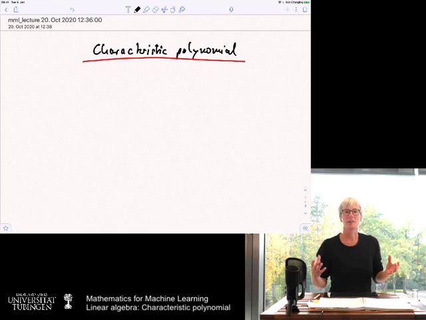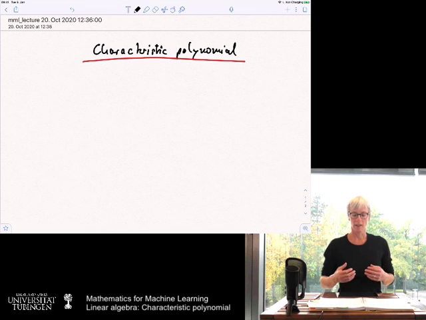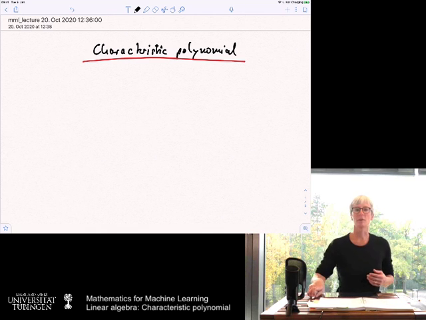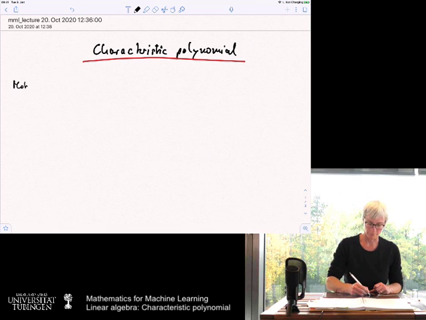Now, there is a much deeper connection between eigenvalues and polynomials, and one way to see this is looking at the characteristic polynomial of a matrix. And this is what we're going to do in this lecture. Before I go into the definition, let me maybe start with a motivation.